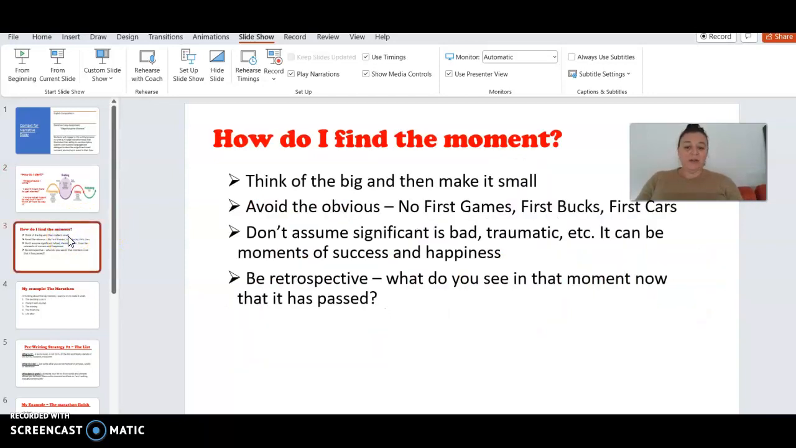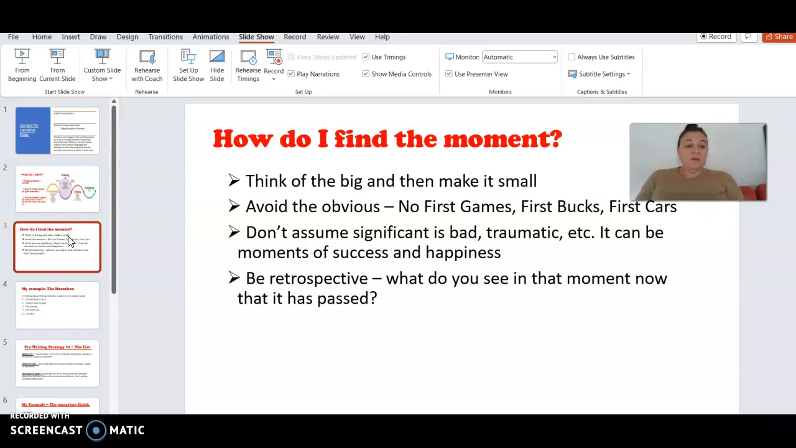So how do you get started? Well, first you need the moment, right? And so you are going to think of big moments in your life. And I'm going to ask you not to write about your championship game, the touchdown that you caught, scoring the goal, your first buck that you shot, the first car you bought. All of those stories have been told, right? So you need to think of another more significant moment in your life.